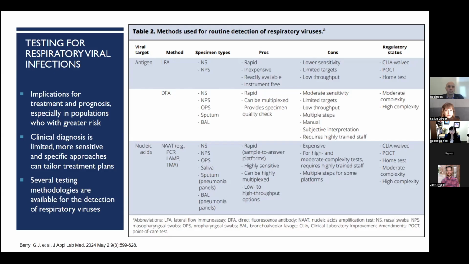Something that I want to comment on is the range of specimen types that are being used with PCR technology. Obviously it includes your nasal swabs, NP swabs, and oropharyngeal swabs, but saliva is an added specimen type, as well as sputum and BAL.